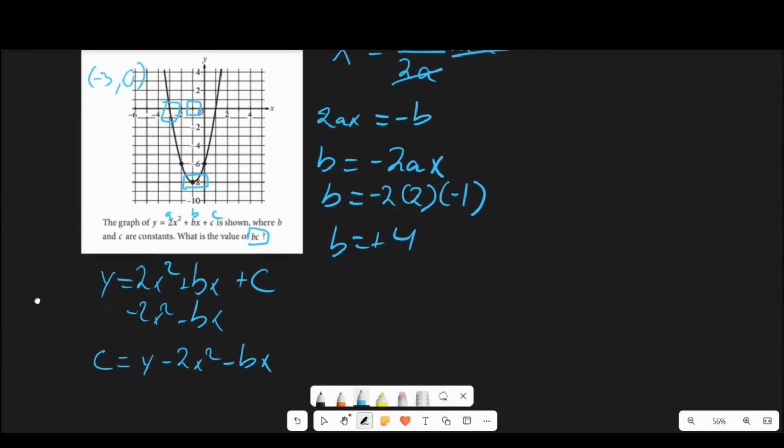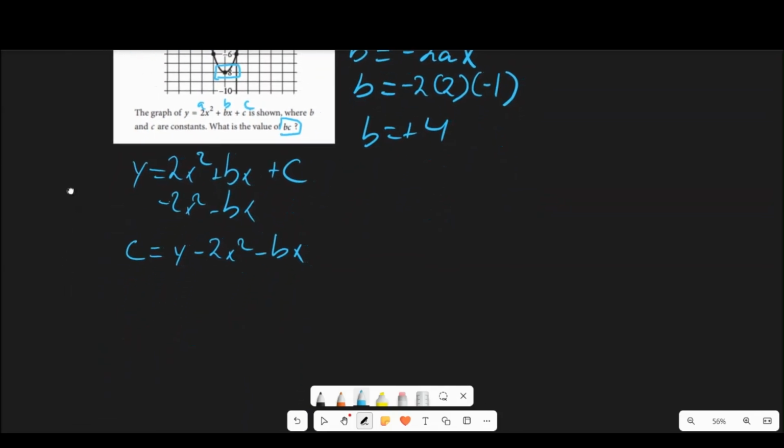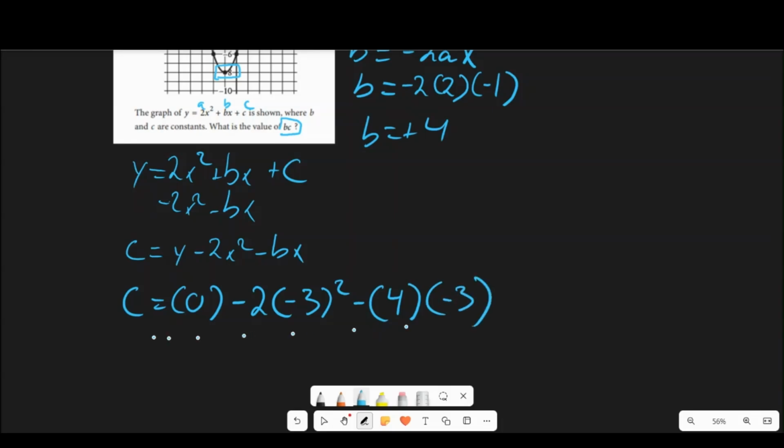So now we just need to plug in our numbers, right? So y is 0, x is -3, and we know what b is. B is +4. So let's plug all that in. So c is equal to 0 minus, and then what is our x? X is -3, so -3 squared minus b. B is 4, so that's going to be 4 right there. And then 4 times x, and remember x is -3, and that is what c is going to be.